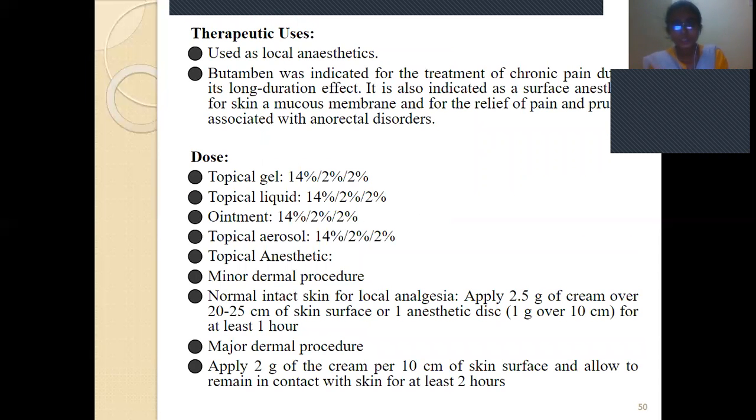So uses: it is mainly used as a local anesthetic, and it is indicated for the treatment of chronic pain due to its long duration of effect, and also it is indicated as a surface anesthetic for the skin and mucous membrane for the relief of pain associated with anorectal disorders.